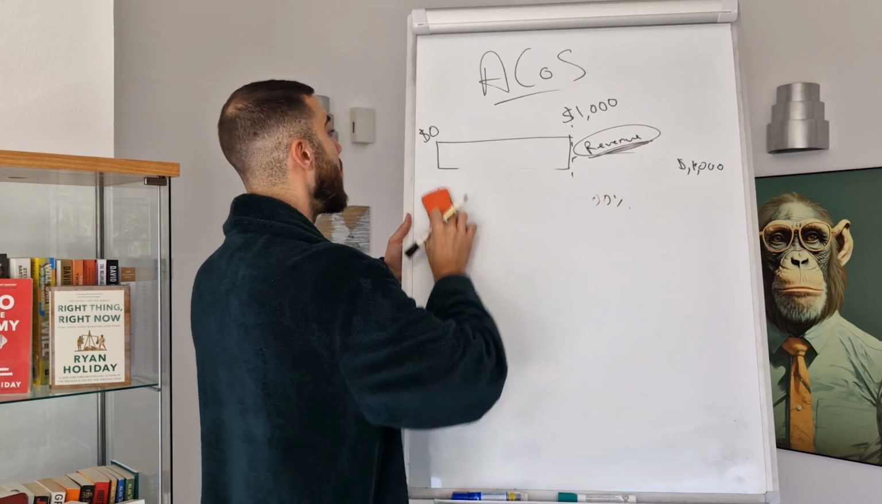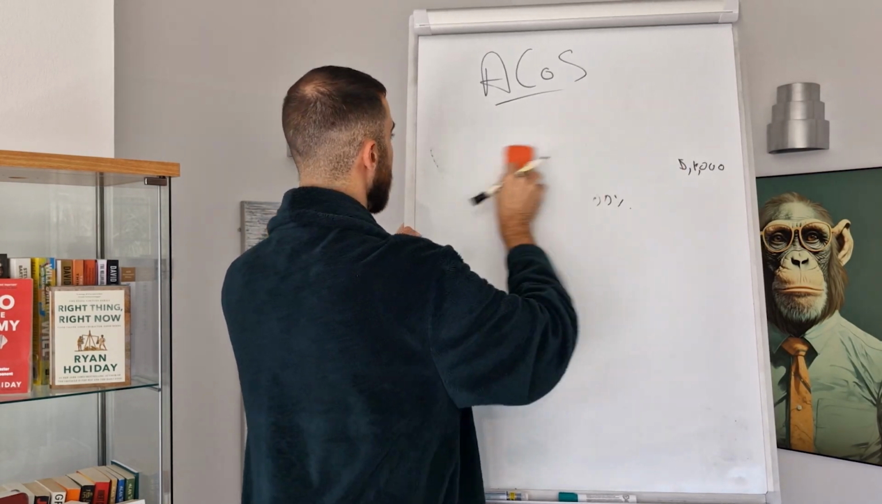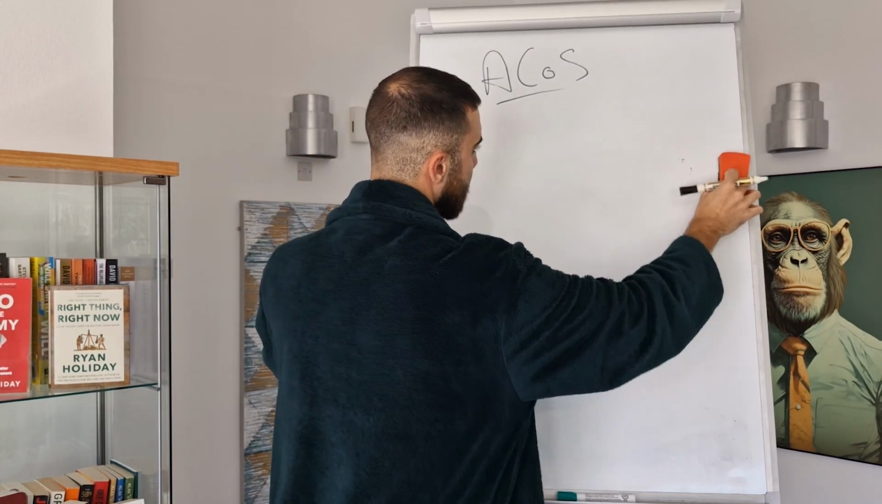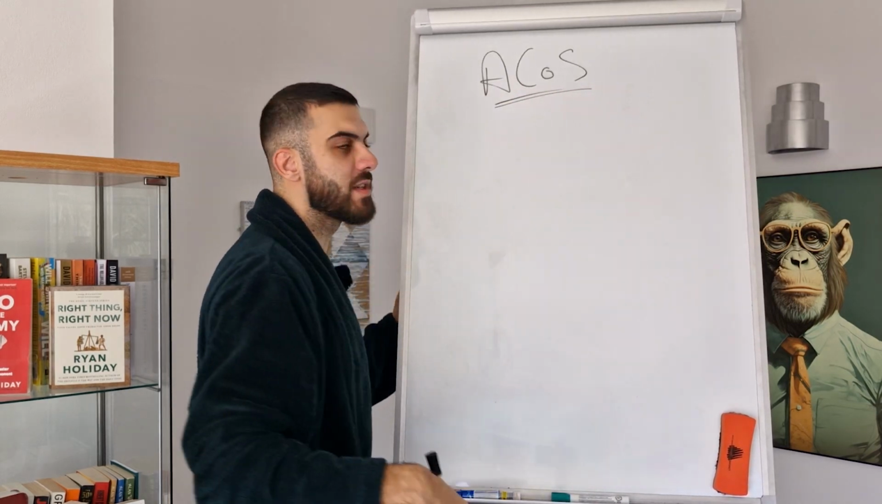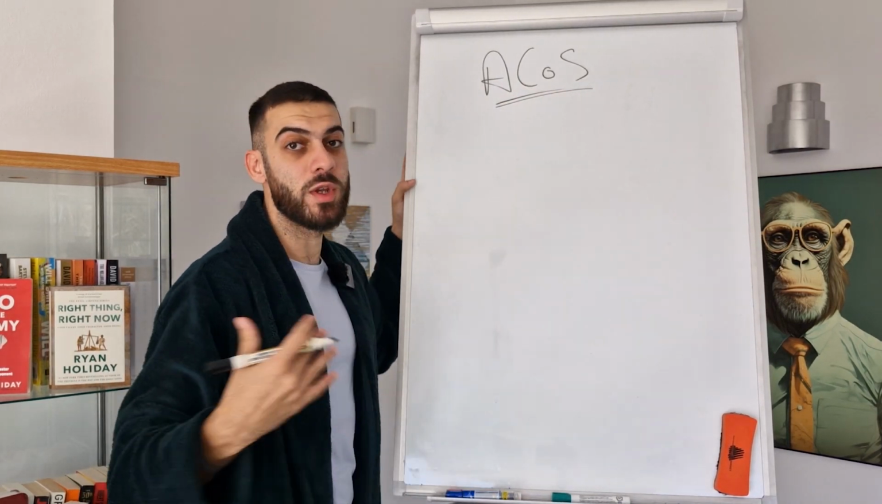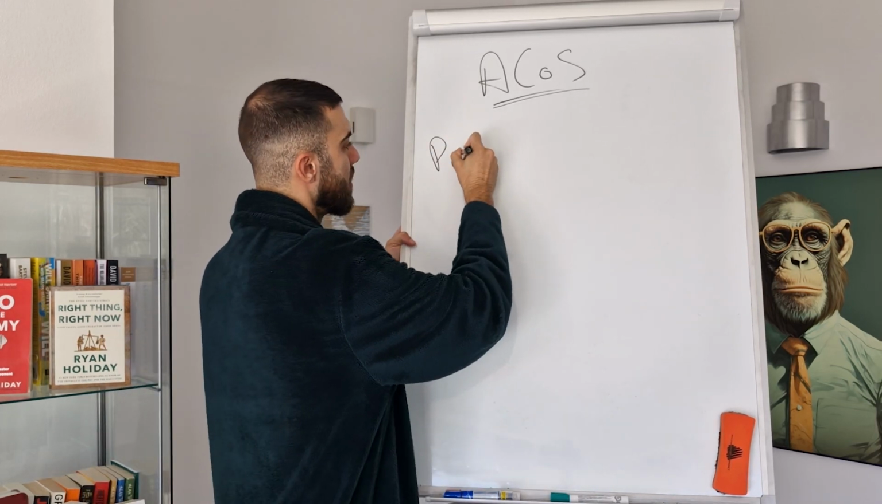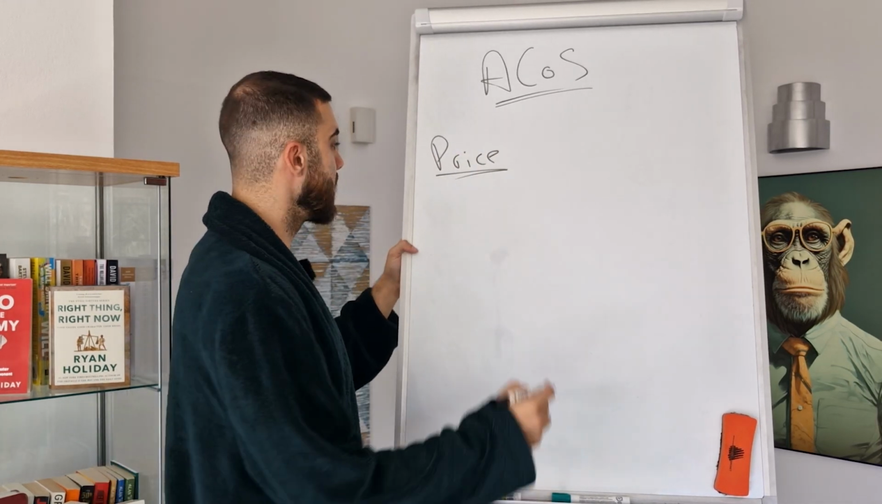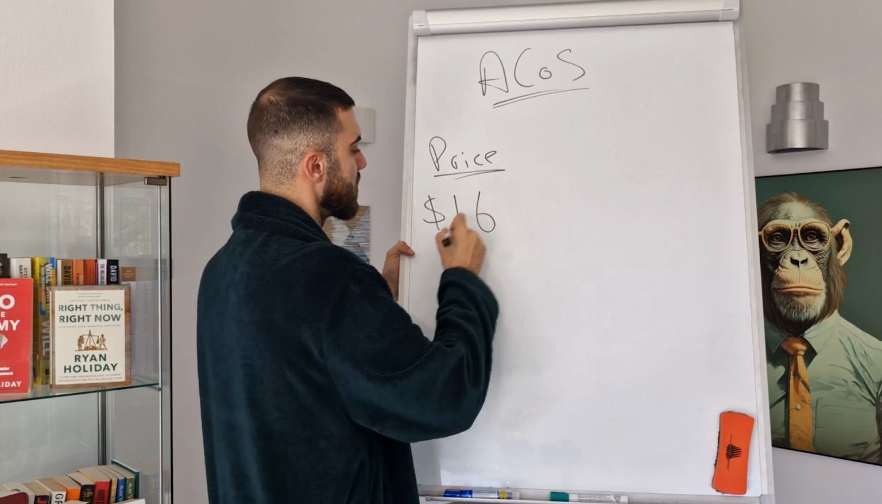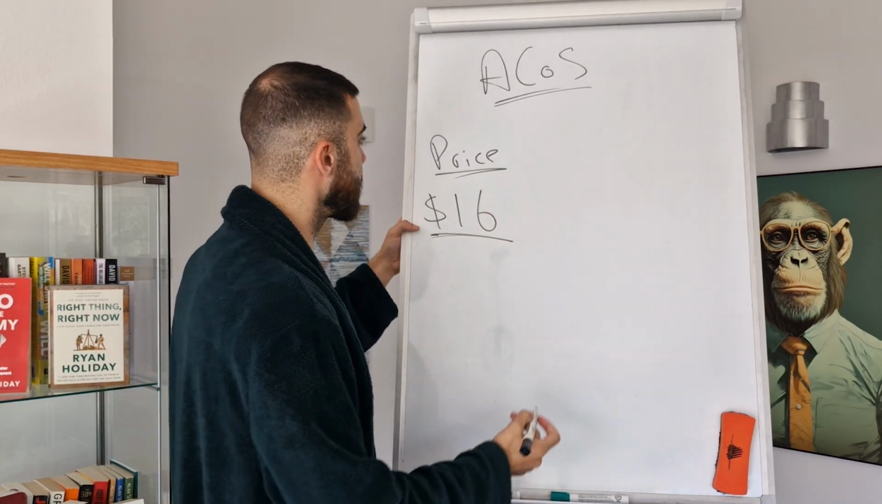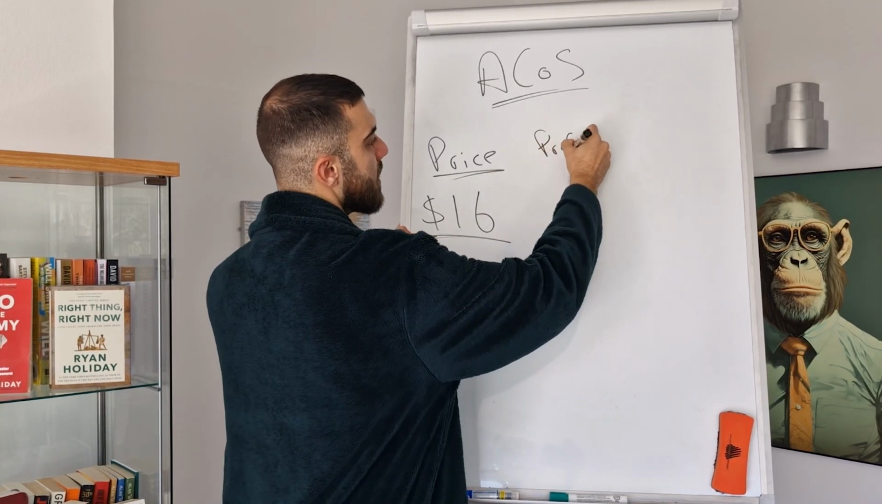Now, when I first started out, I thought that ACOS had to be break even. This was such bad advice. And I'll tell you why right now. So let's actually calculate a break-even ACOS. How do we do that? How do we calculate the break-even ACOS? Very, very simple. Step one, your price. What is the price of your book? Let's say the price of our book is $16. Great. Step one complete.